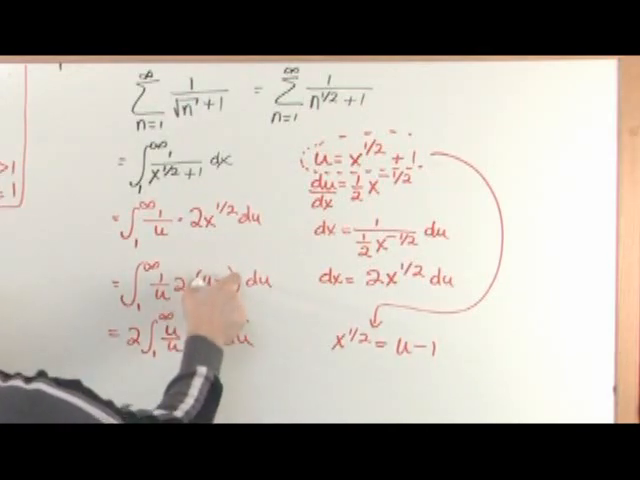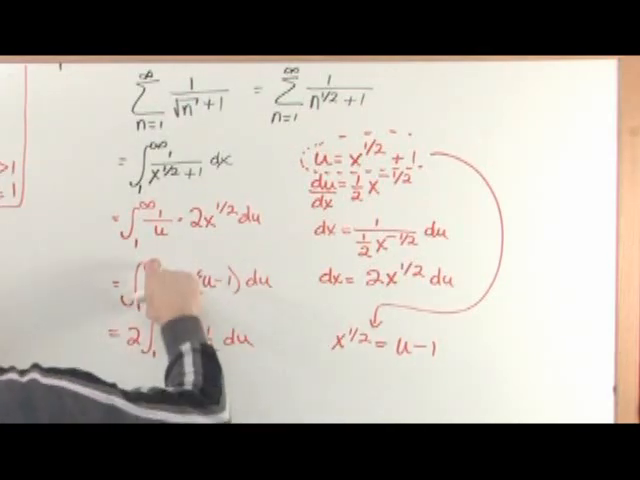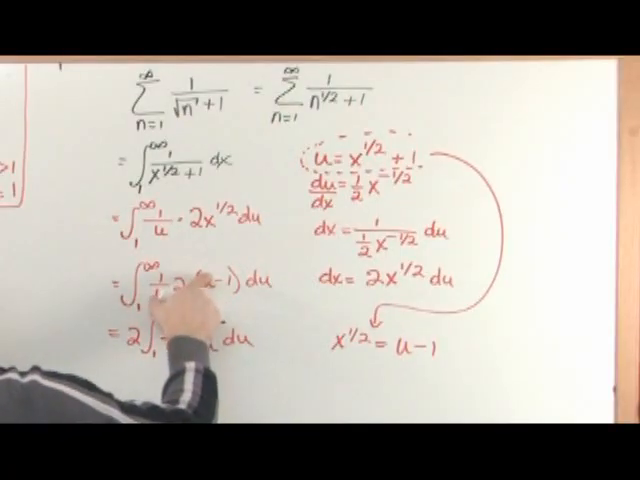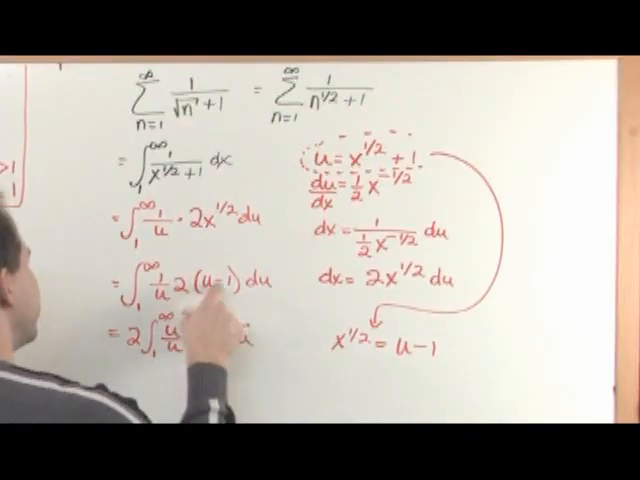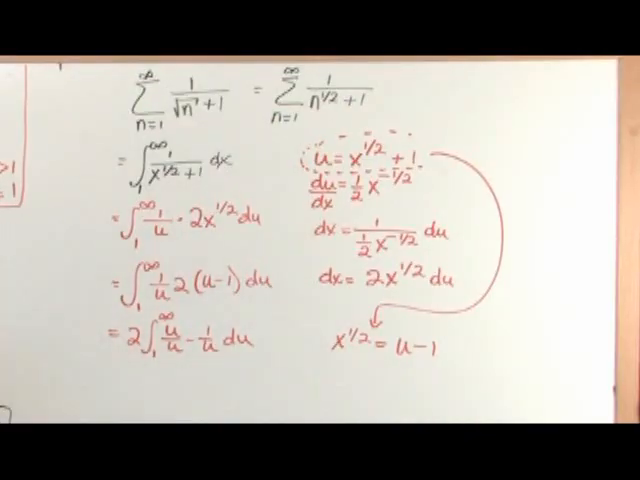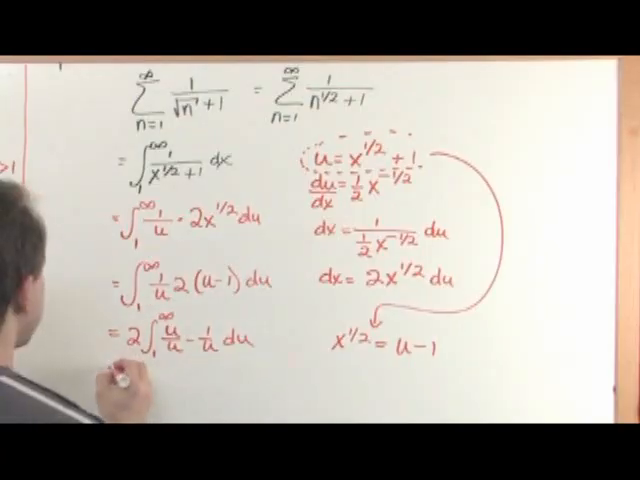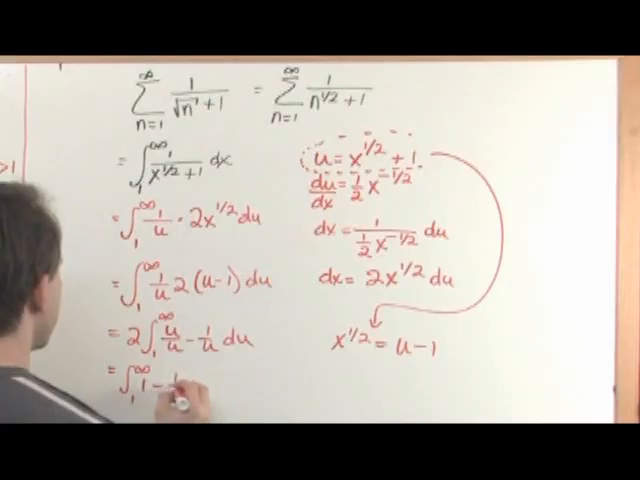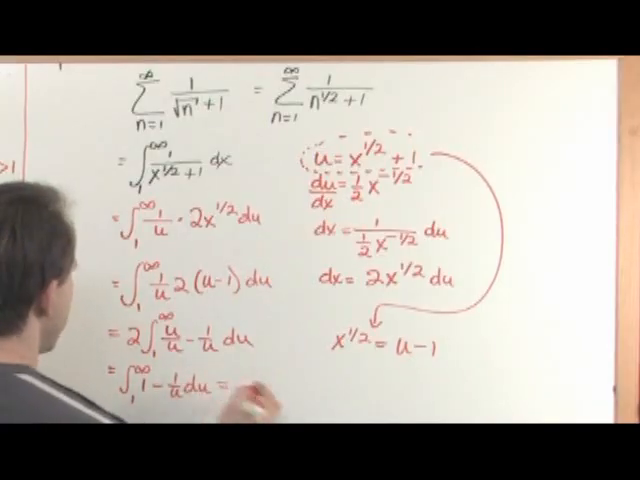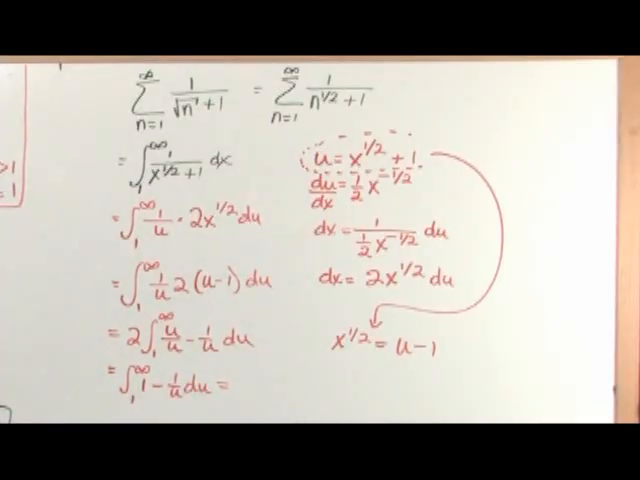All I did was, you have u minus 1 over u. So the first term, I can break the fraction up and say it's u over u minus 1 over u. And if you're not quite convinced of that, go ahead and add these fractions back up. u minus 1 on the top, u on the bottom, because I have a common denominator. And why did I do that? Because I'm continuing to simplify. 1 to infinity, u over u is 1, minus 1 over u du. Now I think you see why I did it, because that integral is pretty easy to evaluate.